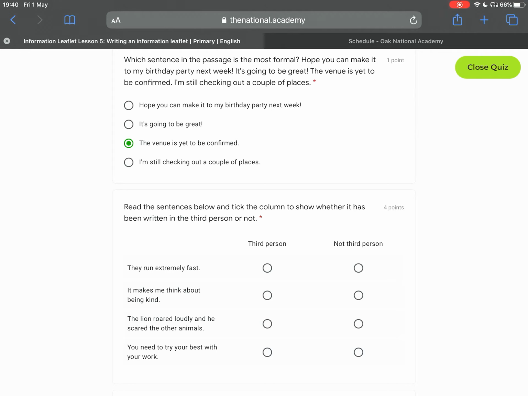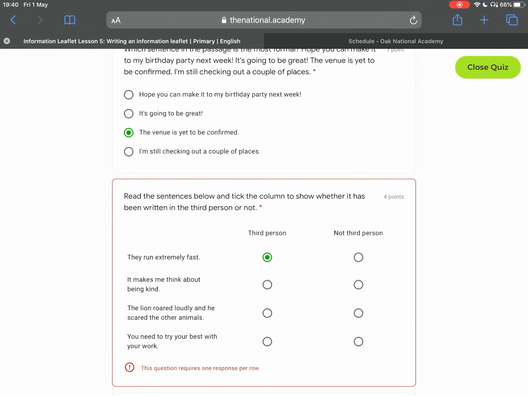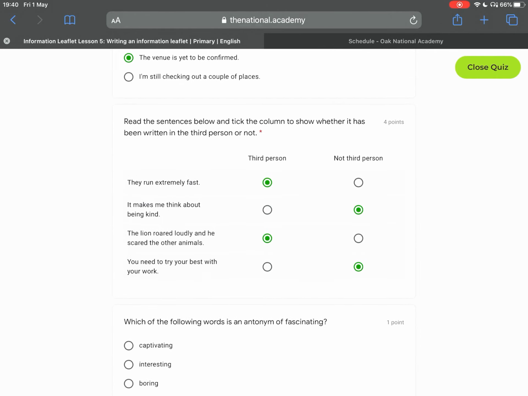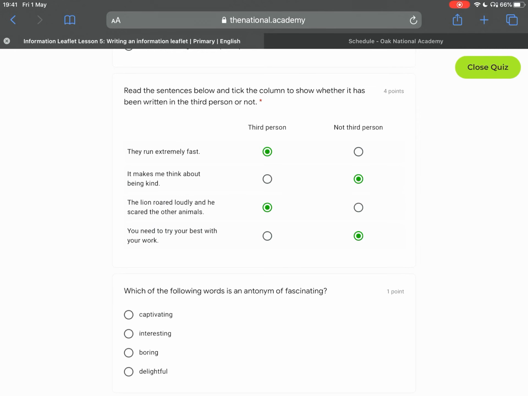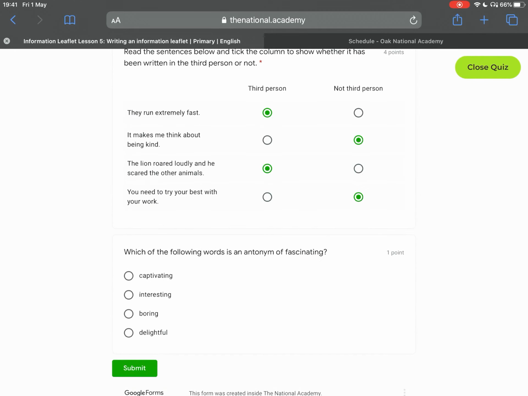Now, read the sentences below and tick the column to show whether it has been written in the third person or not. They run extremely fast would be third person. It makes me think about being kind, and that's not third person. The lion roared loudly and he scared the other animals. That would be... I'm not sure about that yet. You need to try your best with your work. That would definitely not be. So this one I'm going to say is third person. No. So third person, not, third person, not. Which of the following is an antonym of fascinating? That would be boring.